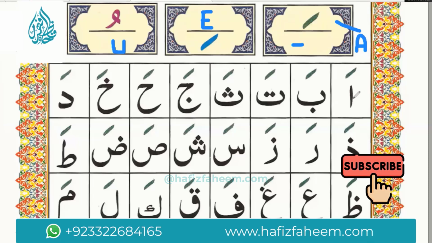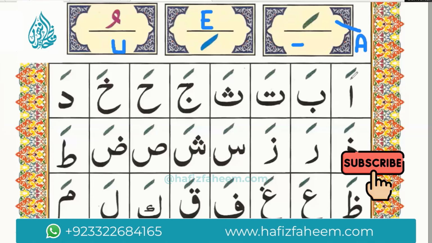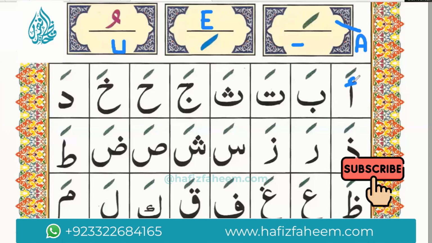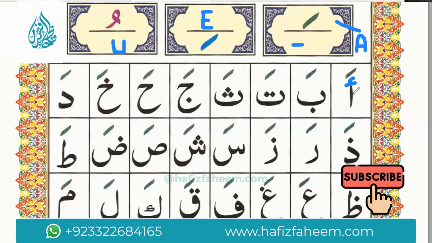So this is Alif. Alif has Fatha, so you can put here Hamza too. When Alif has any of these symbols, we will read Hamza, because Alif always will be empty. So if Alif has any of these symbols, we will read it Hamza. So Hamza, Fatha, A.